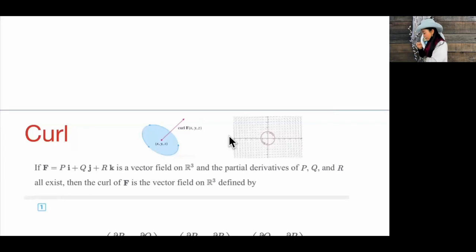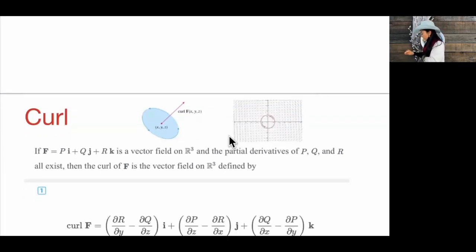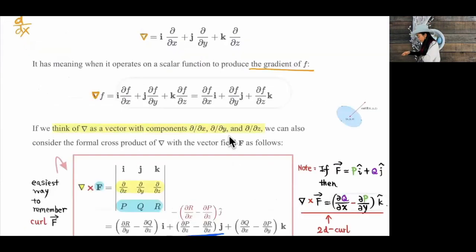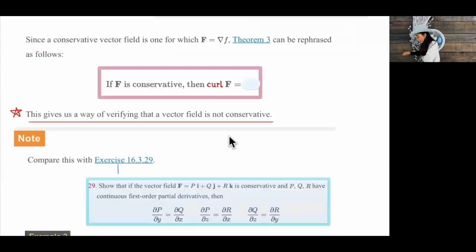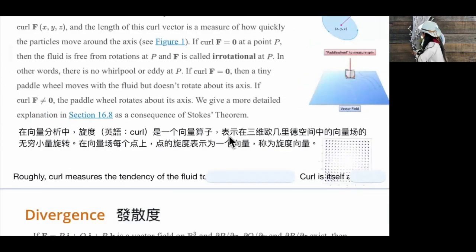I actually have some pictures over here, of curl. So what is this curl? Now we know that the curl of this vector field is going to be del cross F. So in physics, the meaning for this, I put it over here. I want to give you the idea of what curl is first before we move on. I actually have the Chinese translation also.